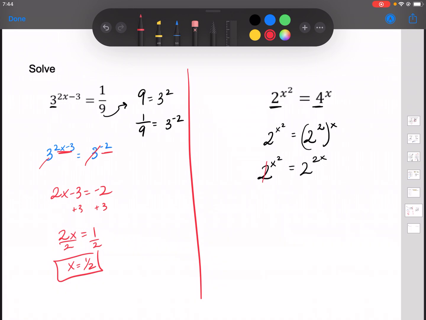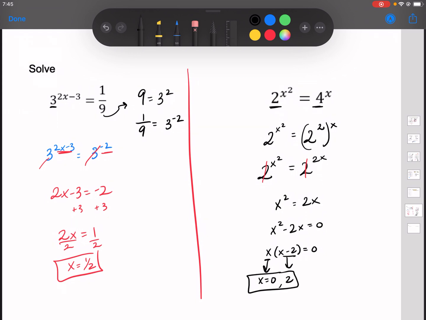And then once again, I can just get rid of the bases since they're now the same. And I can just say x squared equals 2x. Now since I have an x squared term and a term with an x, I know I have to set it equal to 0 so I can factor. So I'll factor out an x, because there should be 2 answers according to the square. So I have x equals 0 and x equals positive 2, because I just find the zeros of both of those.